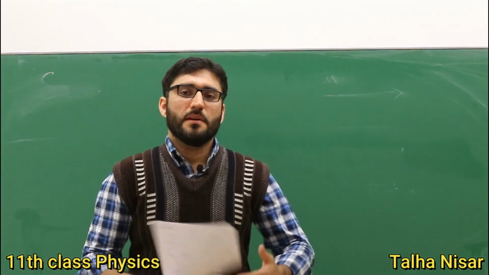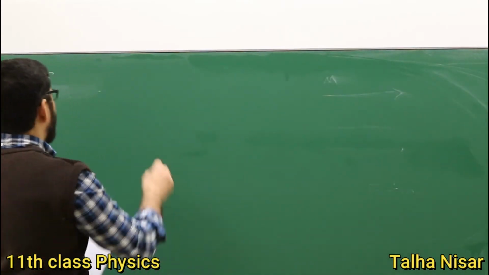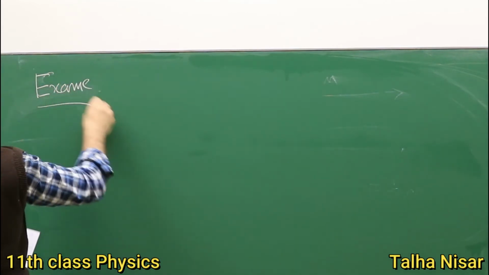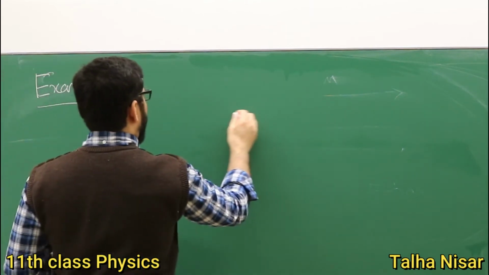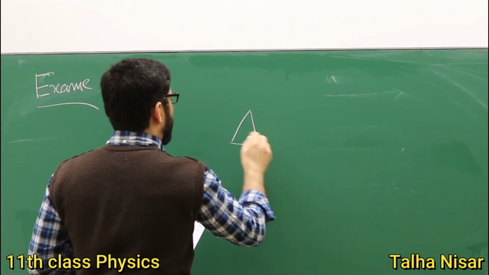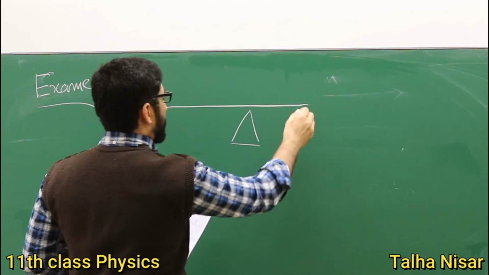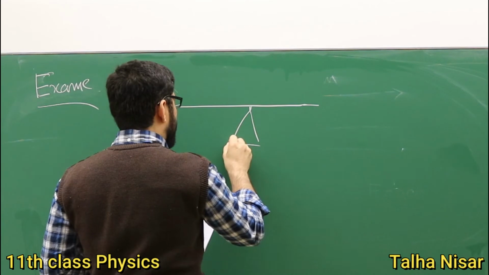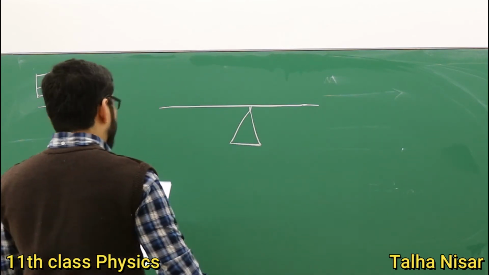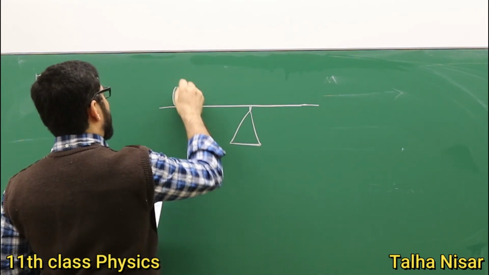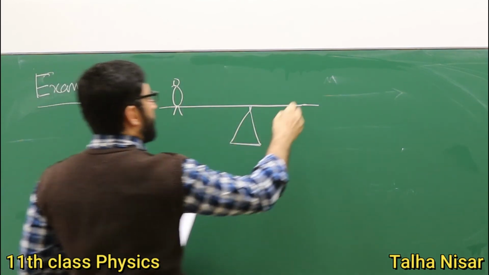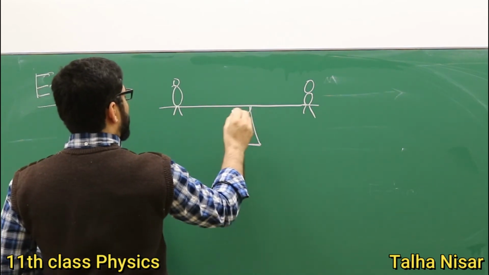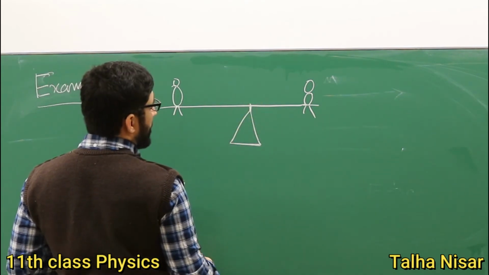Since we talked about torque, right now we take another example. So we have here a seesaw, which is balanced on this pole here. There is one person sitting here, and there is another person sitting here. So this is the axis of rotation in this case.